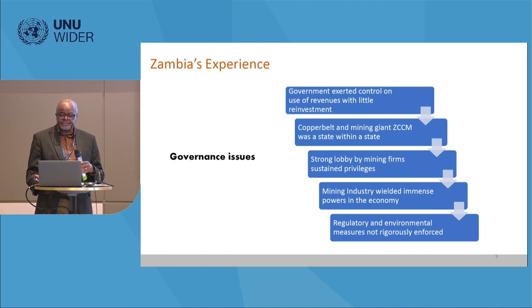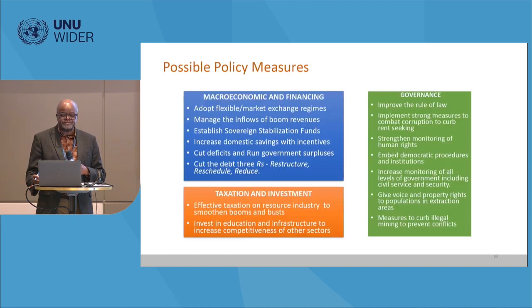There were also some governance issues. The mines were very powerful. They influenced government decisions. Strong lobbies by both firms and the mining unions were very strong, and the regulation and environmental measures were not rigorously enforced. Zambia has a lot of problems with environmental degradation. Some of the companies from the West are still in court over the damage to rivers and other things. So that was also a part of the resource curse.